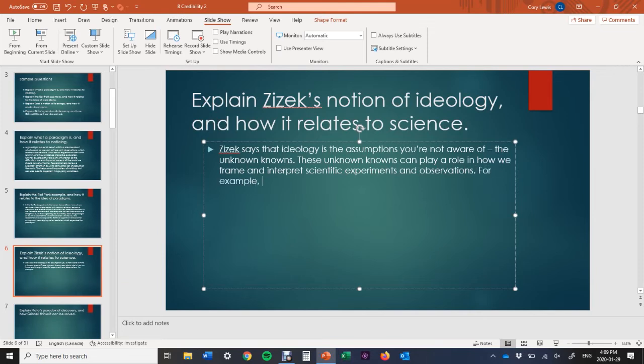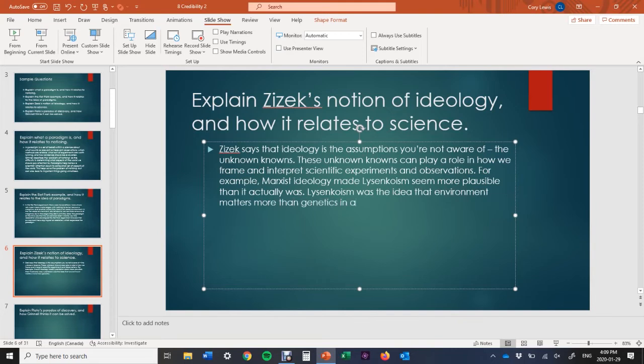For example, Marxist ideology made Lysenkoism seem more plausible than it actually was. Might be a good idea to talk a little bit about why and how that's the case. So Lysenkoism is the idea that environment matters more than genetics in agriculture, which is also a tenet of Marxism. Something like that. Okay, I think this is a particularly tricky one. Again, this is why I didn't put it on the test.